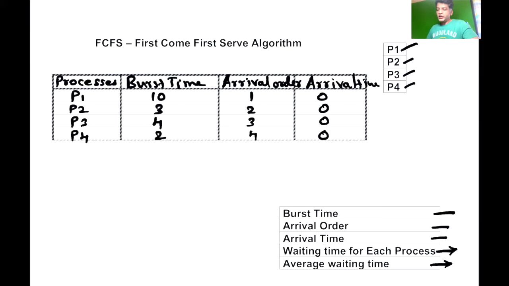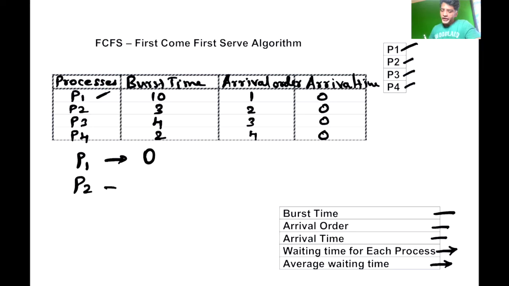Here I need to calculate the average waiting time as well as the waiting time for each process, right? So first I'm going to calculate the waiting time for process 1. Just consider that the arrival time is 0 for all the processes, so there is no problem with the arrival time. Immediately process 1 will start executing, because before that there is no process in execution. So P1's waiting time is 0, right?